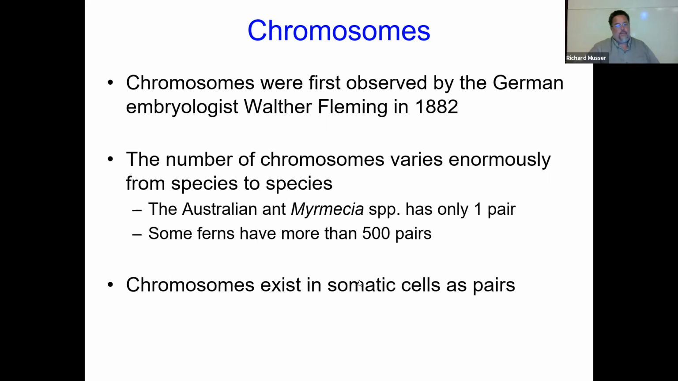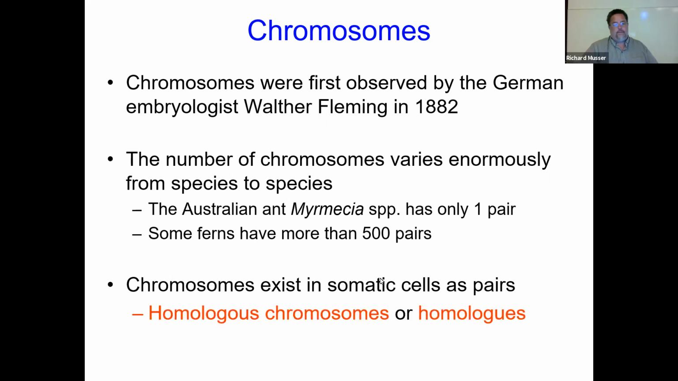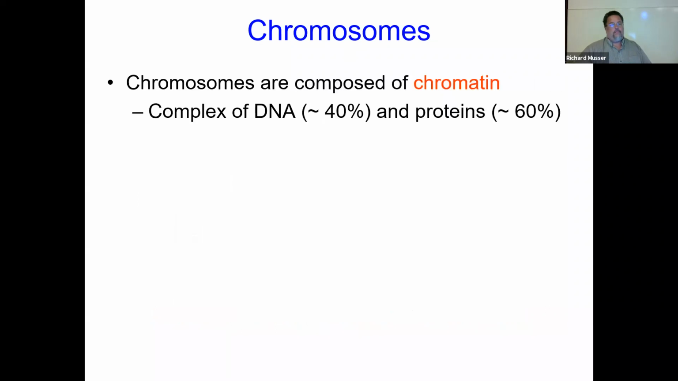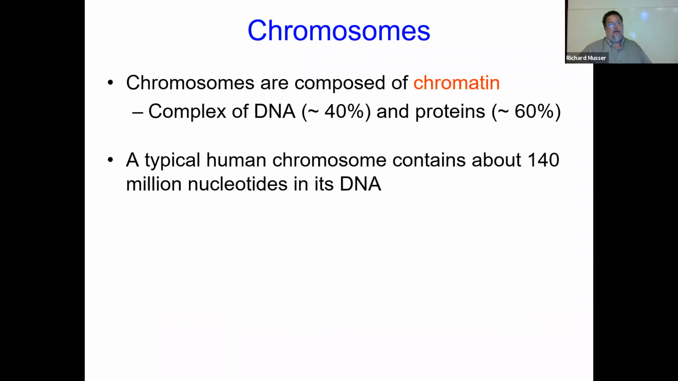Chromosomes exist in somatic cells. Remember, somatic cells are the cells of your body, as pairs. Homologous chromosomes are identical pairs. Chromosomes are composed of chromatin, which is a protein-DNA complex, where it's about 60% protein and 40% DNA.